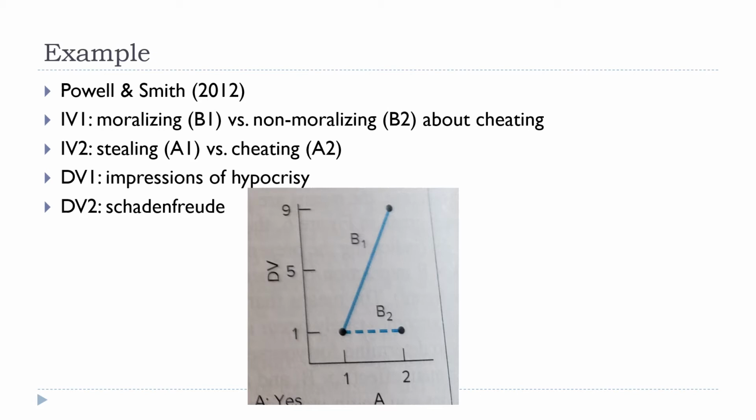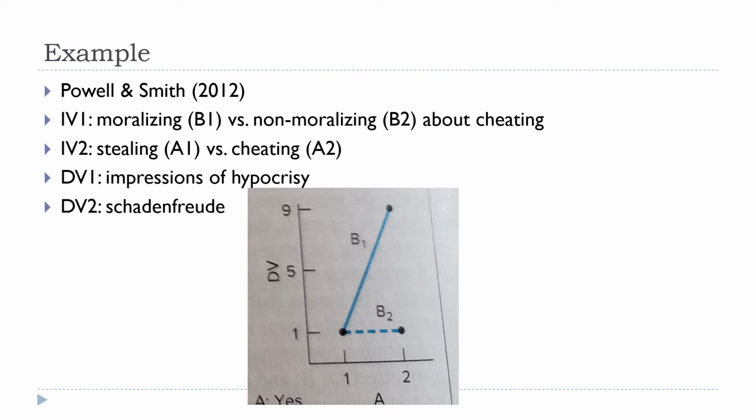Now, if you can imagine the dependent variable along the y-axis, one of the things that they found is that when participants read about the person who was moralizing, so we're going to think of that as the solid line, and they read about that person being caught cheating, which we're going to think of as the A2 section on the x-axis, that people experienced a dramatic increase in their reported levels of hypocrisy and schadenfreude. So the graph looked very similar for both of those dependent variables. There was essentially a spike where the moralizing cheating group rated the highest compared to the other three combinations.